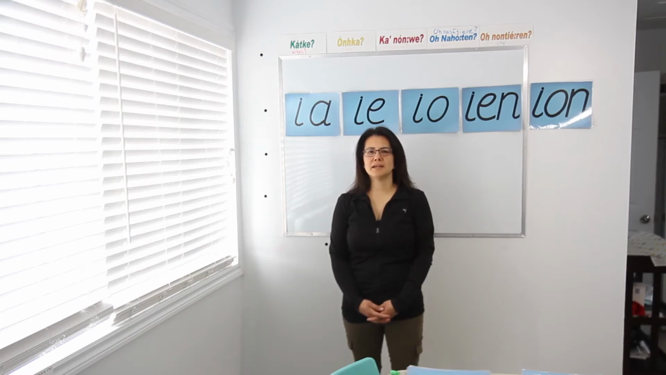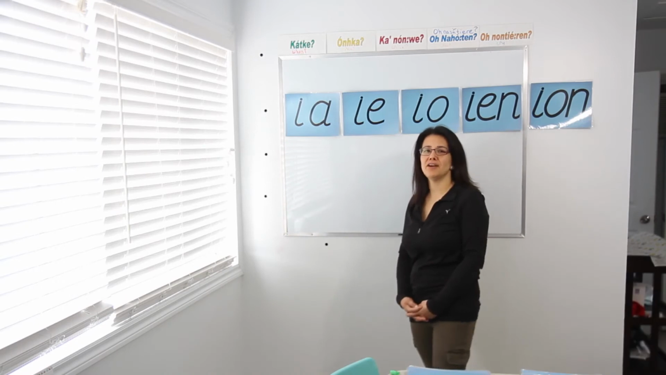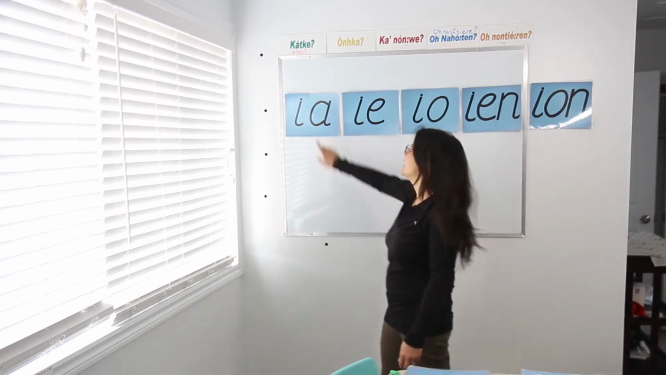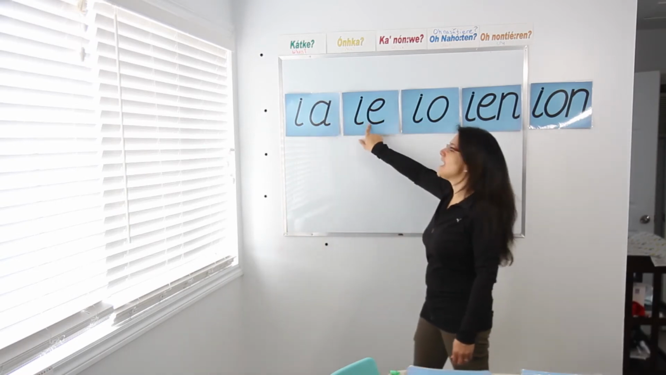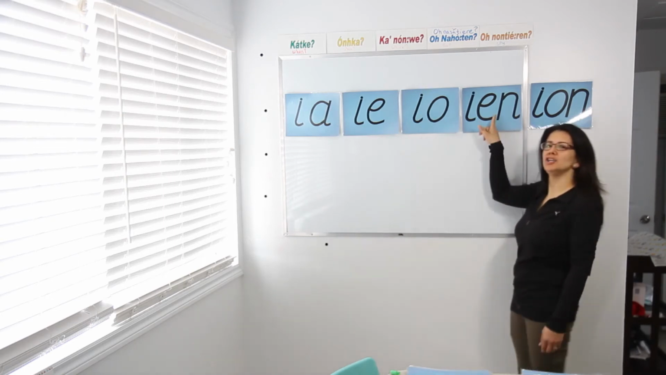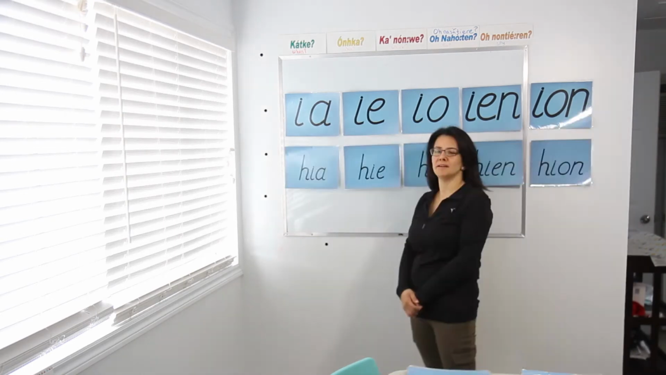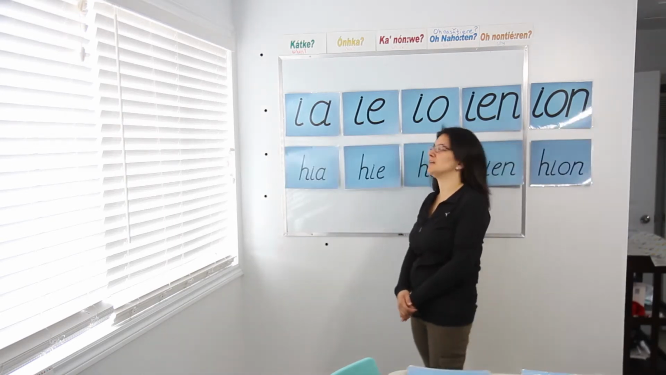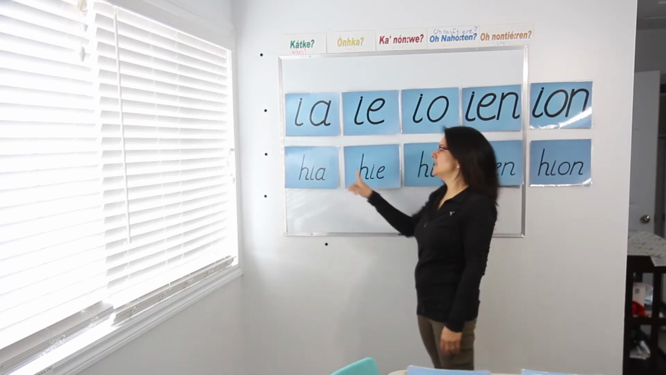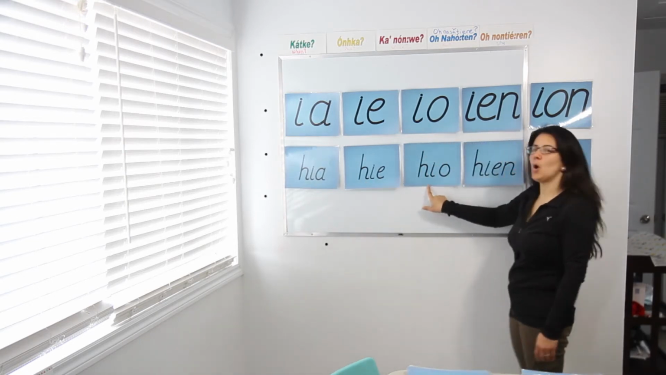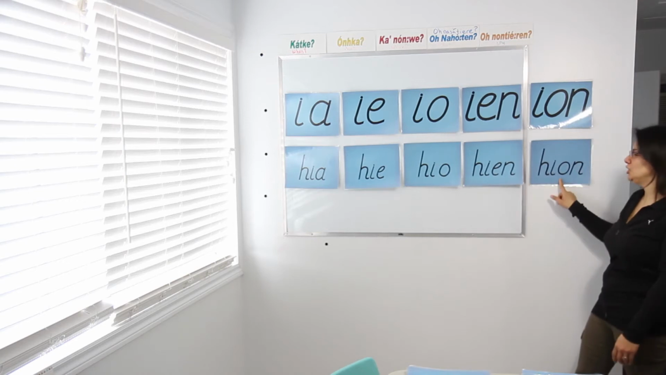Today we're going to be looking at the second of the 3 sounds charts. Here's the first line of the second sounds chart. Ya, ye, yo, yon, yu. Now let's combine H with these vowel sounds. Hia, hie, hyo, hyon, hyu.